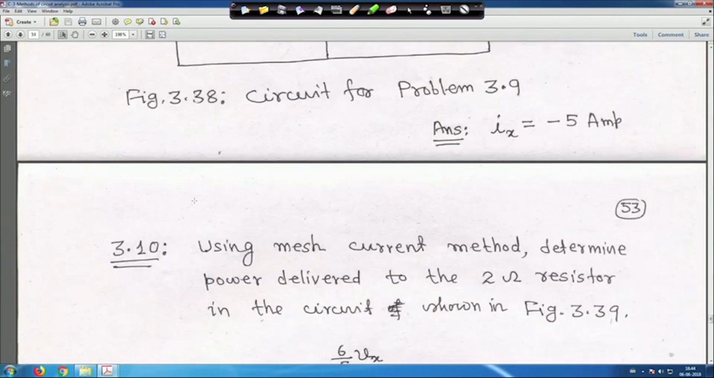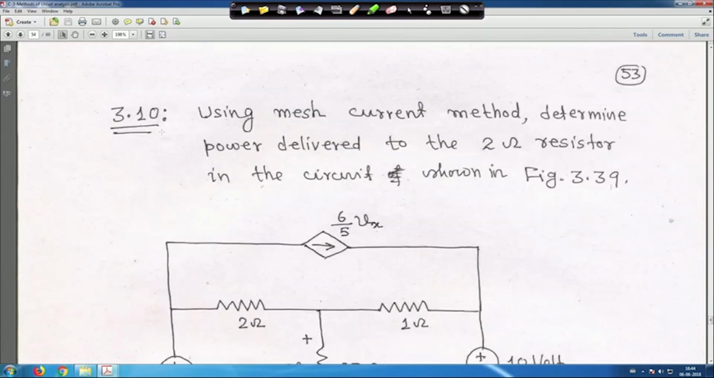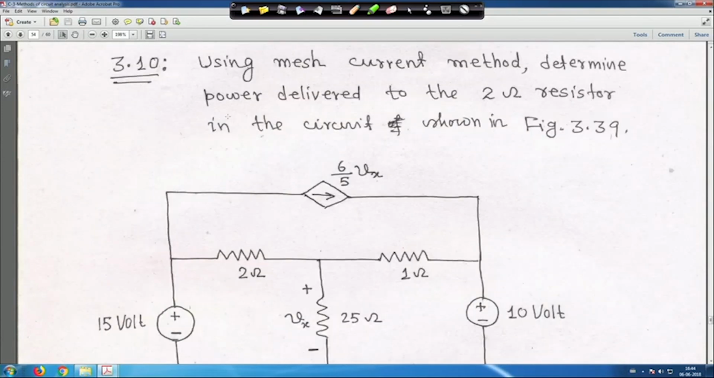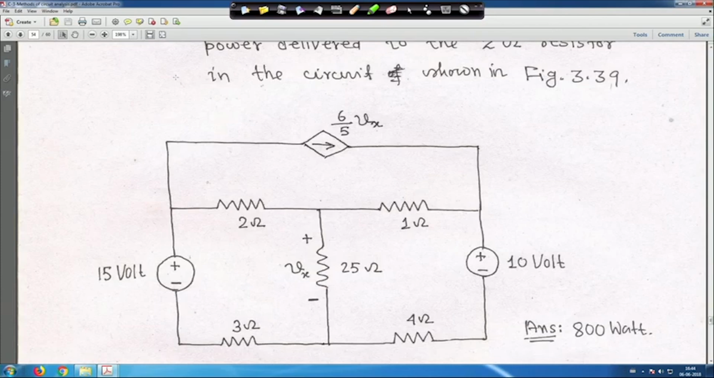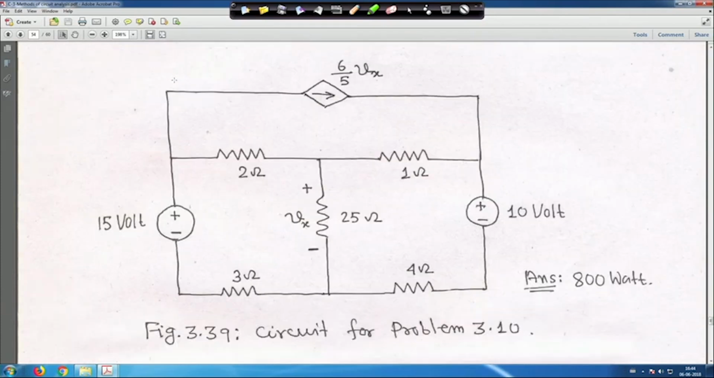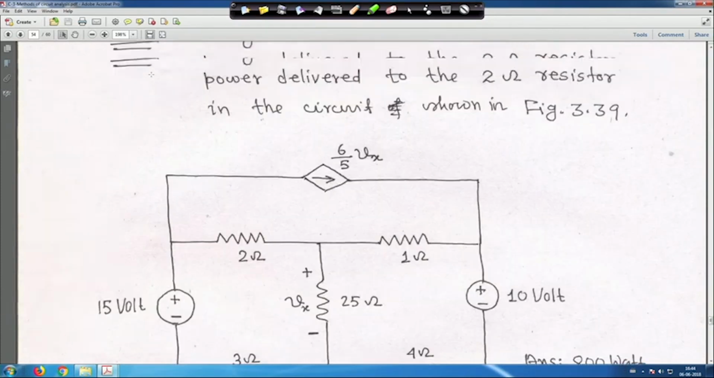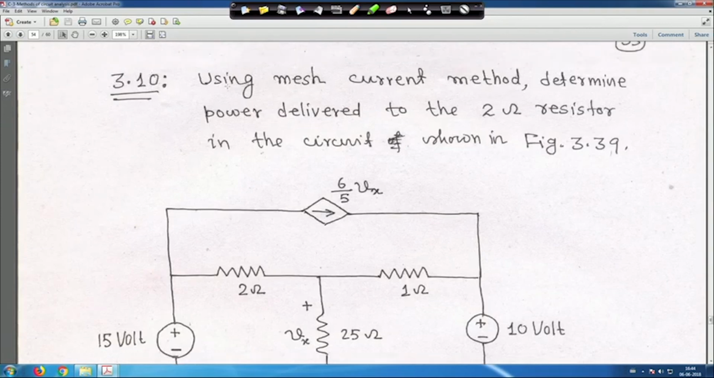And the last problem. I actually have many problems, but only these 10 I am giving. For DC circuits only, AC circuit problems will be reduced. Using the mesh current method, determine the power delivered to the 2 ohm resistor in the circuit shown in the figure. This is problem 10.